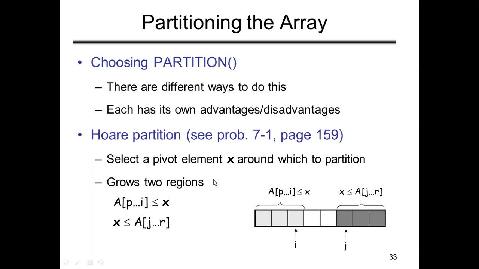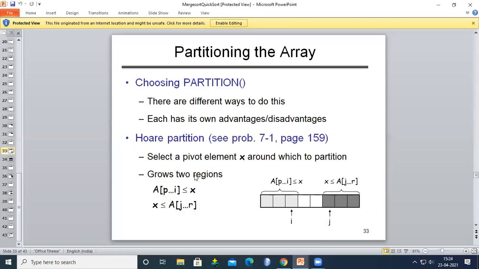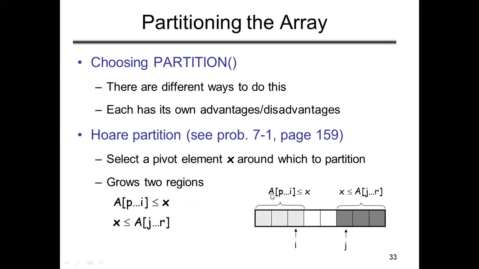We grow two regions: A[P to I] is less than or equal to x, and x is less than or equal to A[J to R]. So the elements in A[P to I] are less than x, and in the same way x is less than or equal to A[J to R]. I and J are the pointers, pointing to the elements or cells of the array.